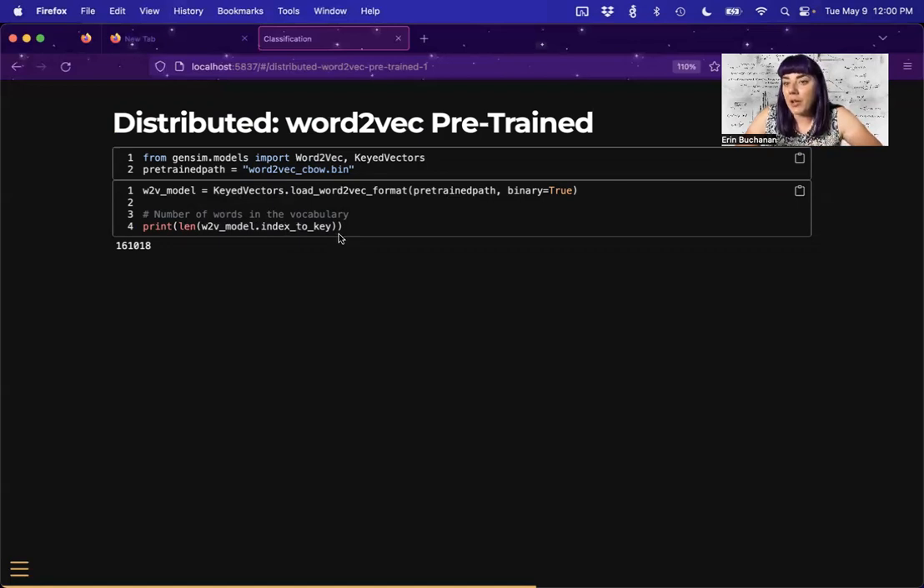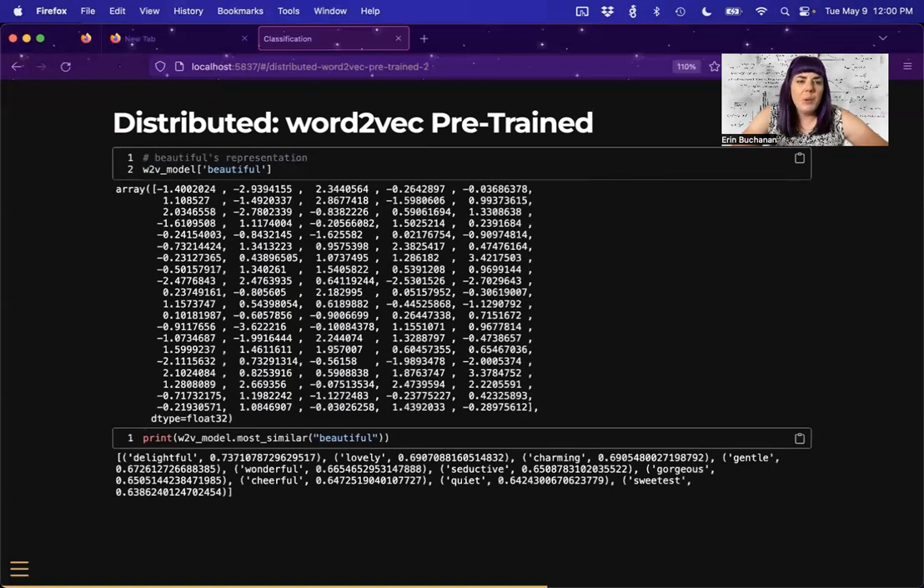Index to key tells you how many vocabulary words there are, because each individual word gets a number, since it's saved in kind of a tuple list format to save space. So this particular model has 161,000 words or different tokens. Let's pull out "beautiful." So here's the array that represents beautiful. This is the word by dimensions matrix. This is beautiful's relationship to each dimension.